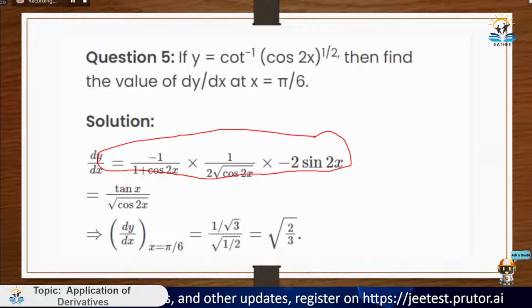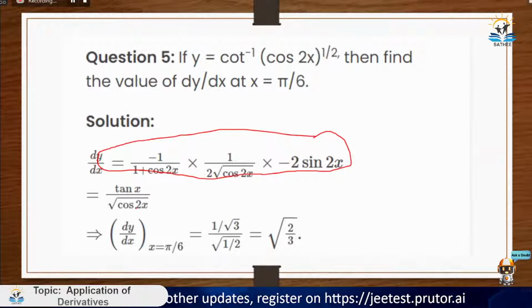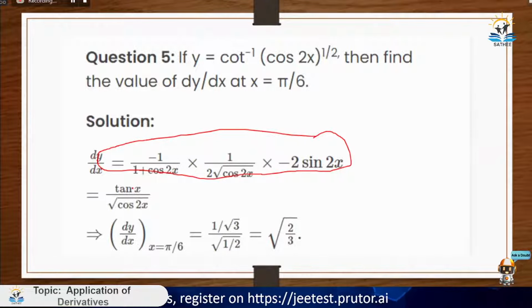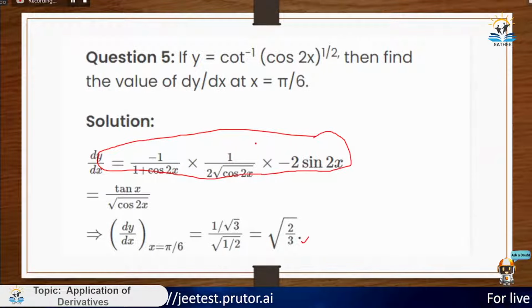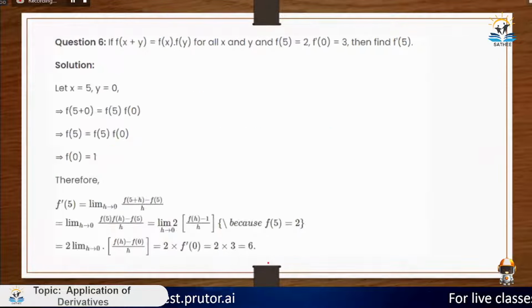Putting x equal to pi by 6, you will get 1 by root 3 divided by cos pi by 3, which is cos 60, which is half. So 1 by root 3 divided by 1 by root 2, your final answer would be root 2 by 3. Okay? So simple question. Moving ahead.